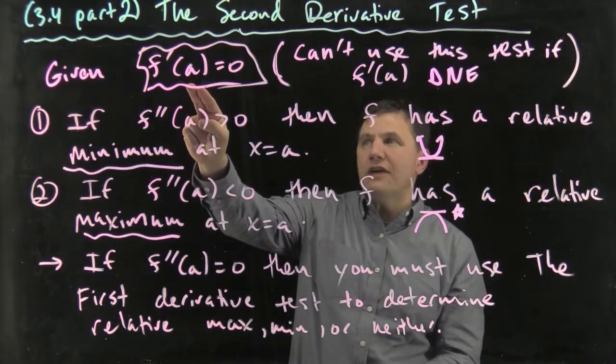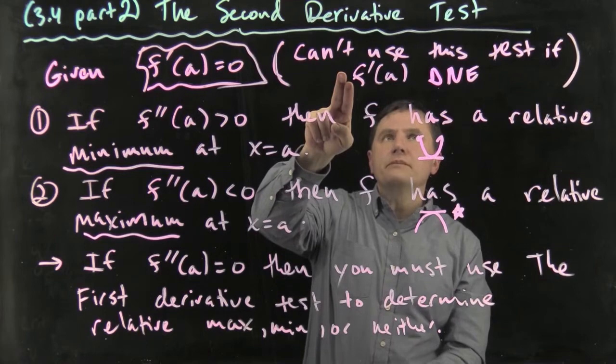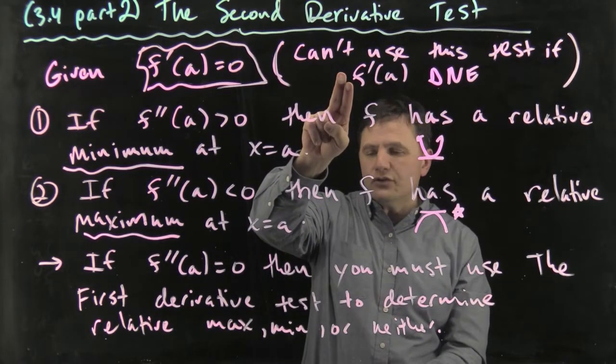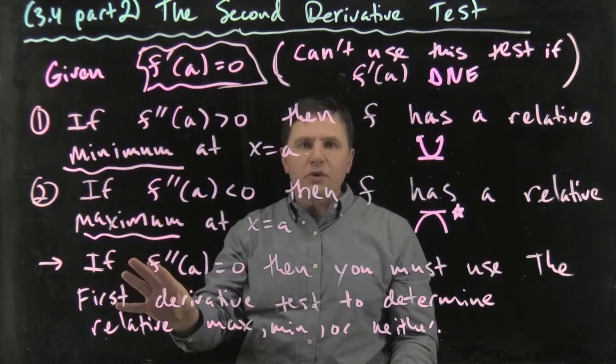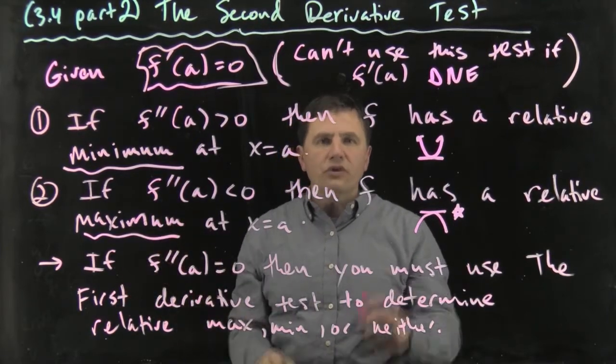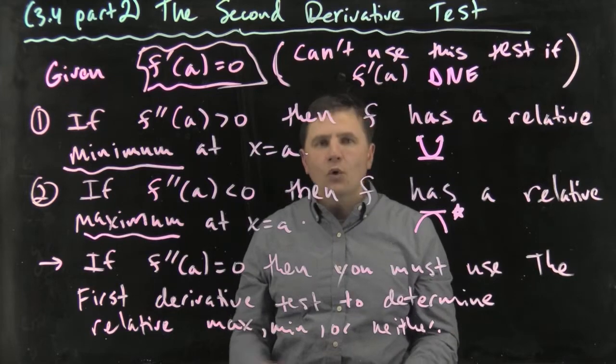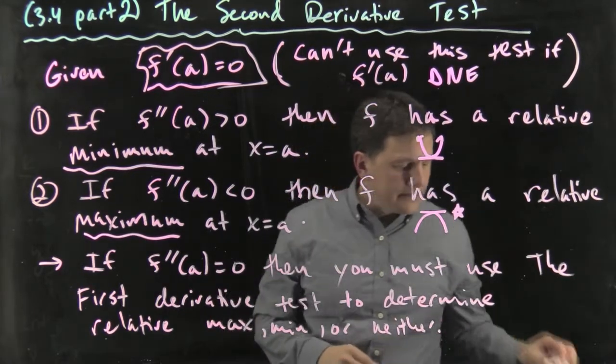Okay. So once again, we can only use a double derivative test if it's our critical point specifically is coming from f prime of a equals 0. If it comes from DNE, we have to use the first derivative test. And finally, if we get the double derivative is equal to 0, then once again we have to go to the first derivative test. Okay, so let's look at a couple examples here.